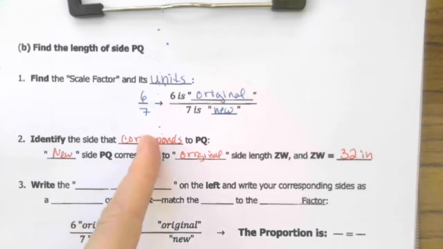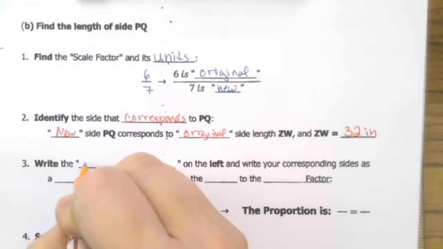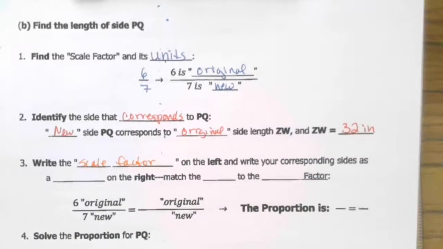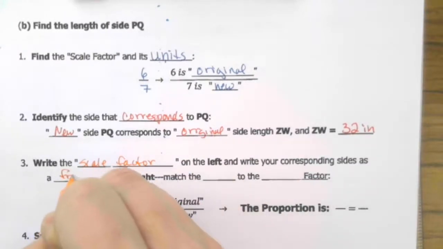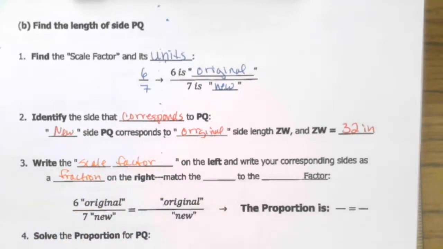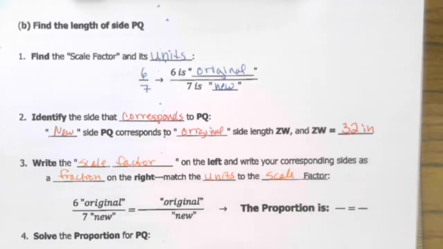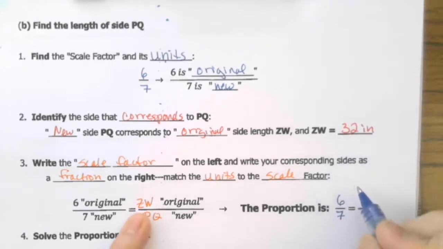Now that we've got the corresponding side, we're ready to write the proportion. You write the scale factor on the left and write your corresponding sides as a fraction on the right. Make sure to match the units to the scale factor. So 6 original over 7 new equals ZW, which is original, over PQ, which is the new one. So our proportion that we're going to solve is 6 over 7 equals 32 over PQ.